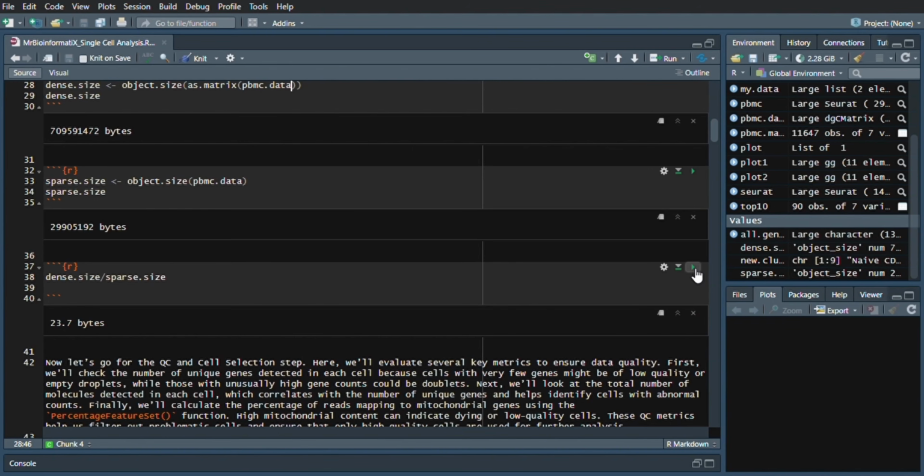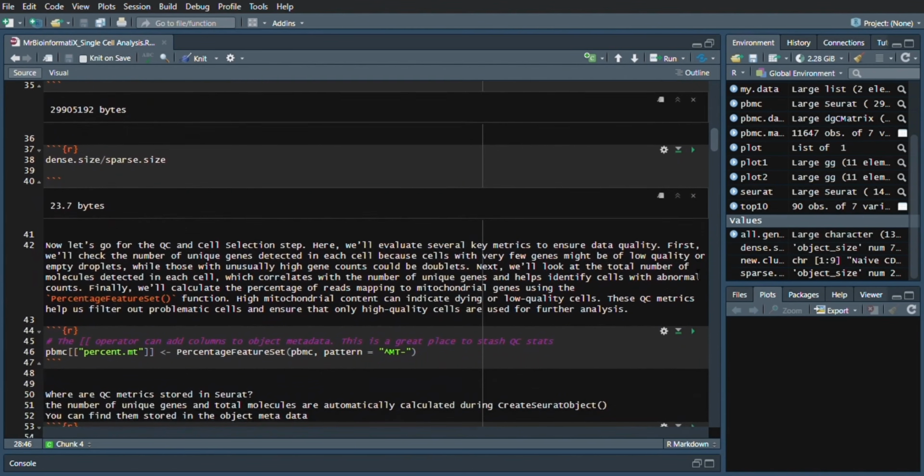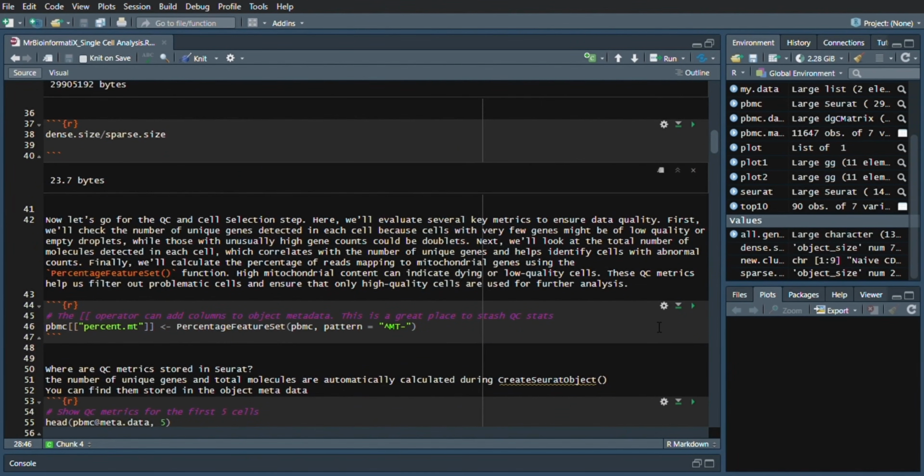Now let's go to the QC, quality control and cell selection step. Here we will evaluate several key metrics to ensure data quality. First, we will check the number of unique genes detected in each cell, because cells with very few genes might be low quality or empty droplets, while those with unusually high gene counts could be doublets. Next, we will look at the total number of molecules detected in each cell, which correlates with the number of unique genes and helps identify cells with abnormal counts.